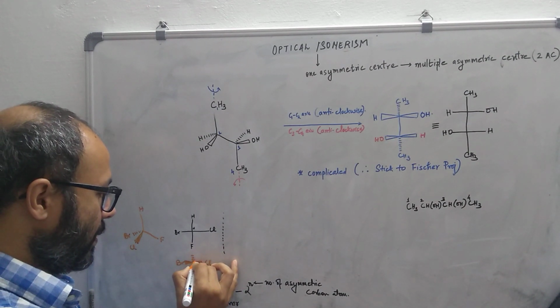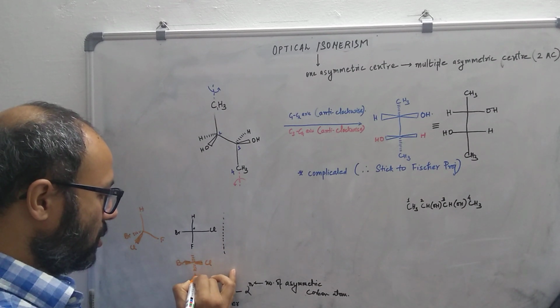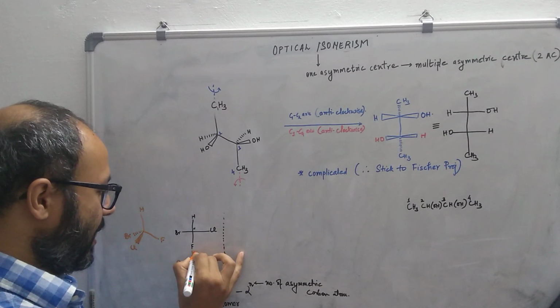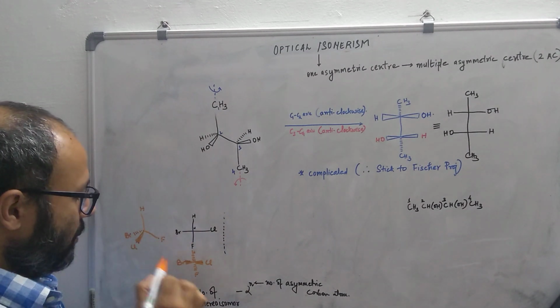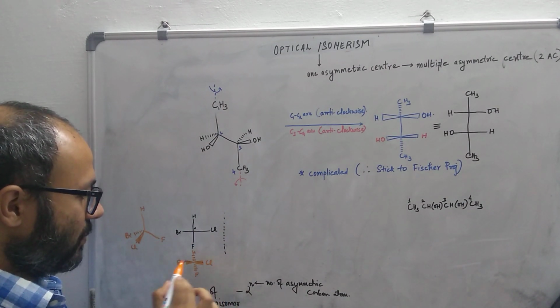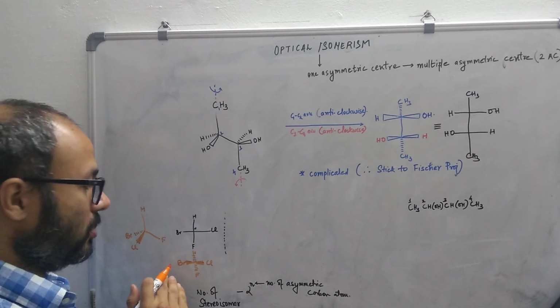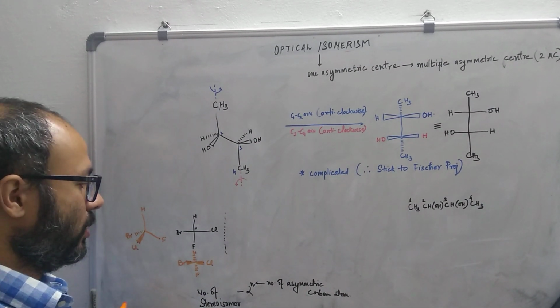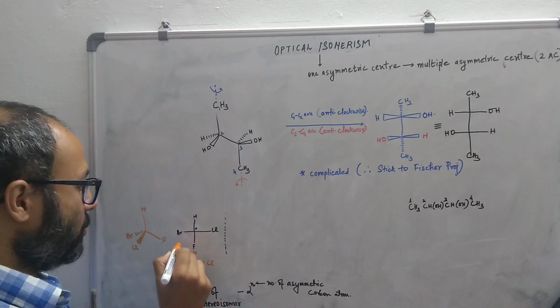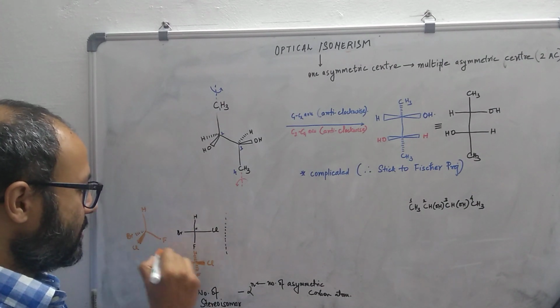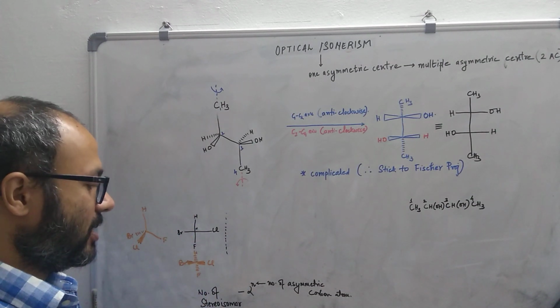BrCl, and your vertical dash bond will contain F and H. So H is on the top and you bring F here, Cl will be coming onto the left side and Br will be pulled inside. So that's why I drew it like this. This would be your perspective formula. So this is the compound with only one asymmetric center.